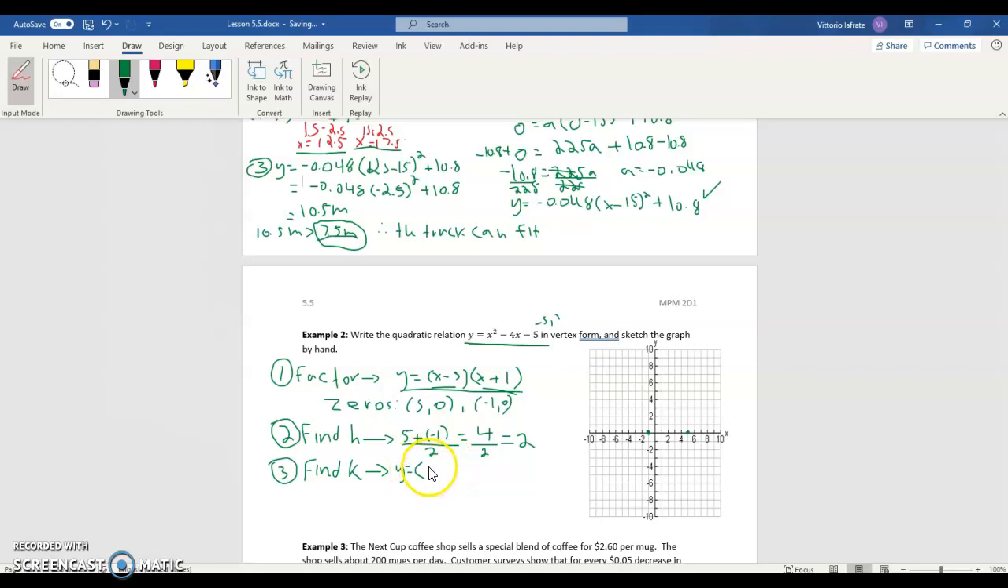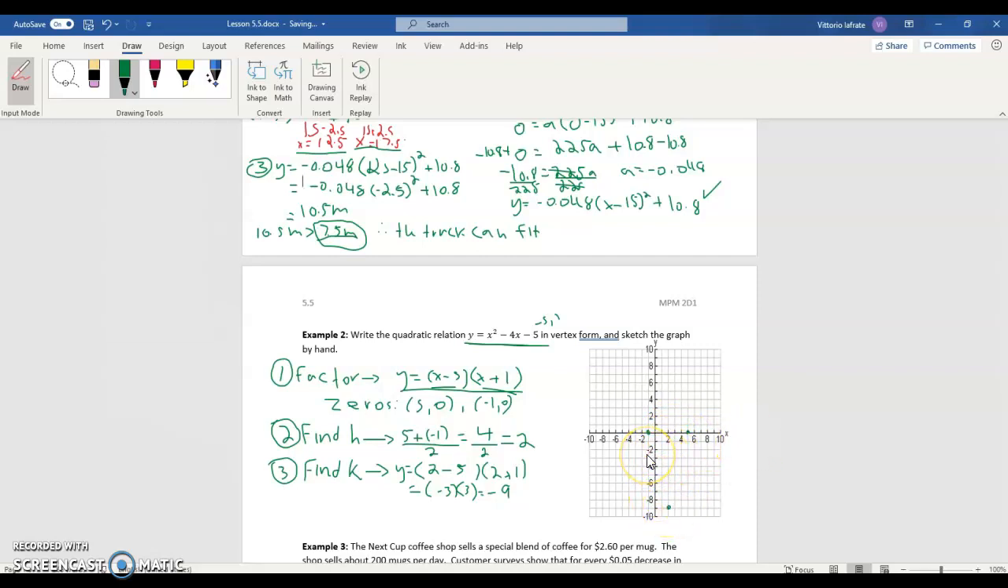So y is equal to 2 minus 5 multiplied by 2 plus 1. I just replaced my x in there, which is going to be minus 3 times 3, which is negative 9. So my vertex is 2, and then negative 9 over here.